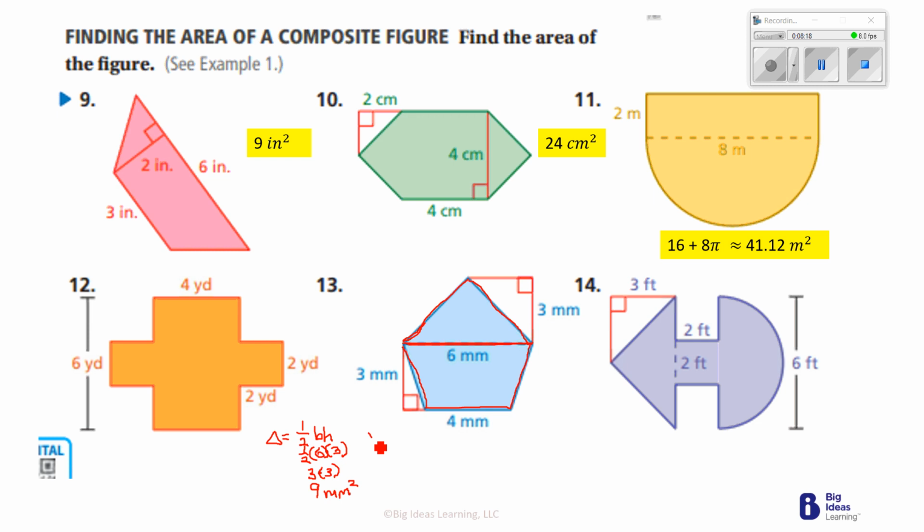The parallelogram's formula is, let's see, 1/2 height times base 1 plus base 2. Well, we know the height of this parallelogram has to be 3 because this comes up and down here, which means it would come up and down here the same way. So now I have 1/2, and the height is 3. And base 1 has to be 4, and base 2 has to be 6.